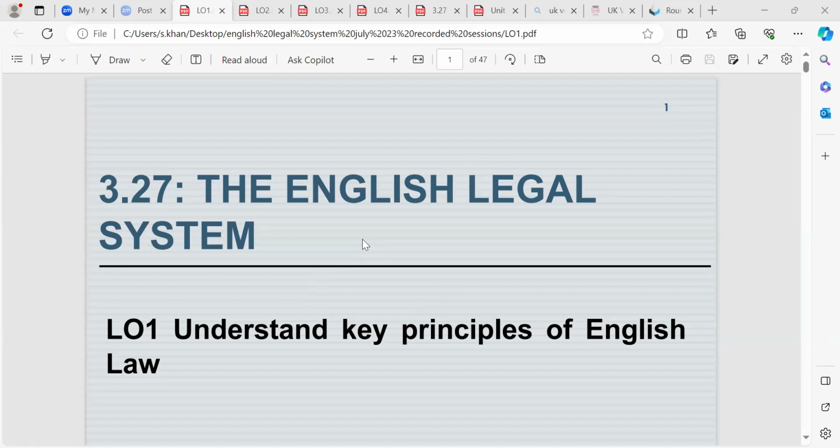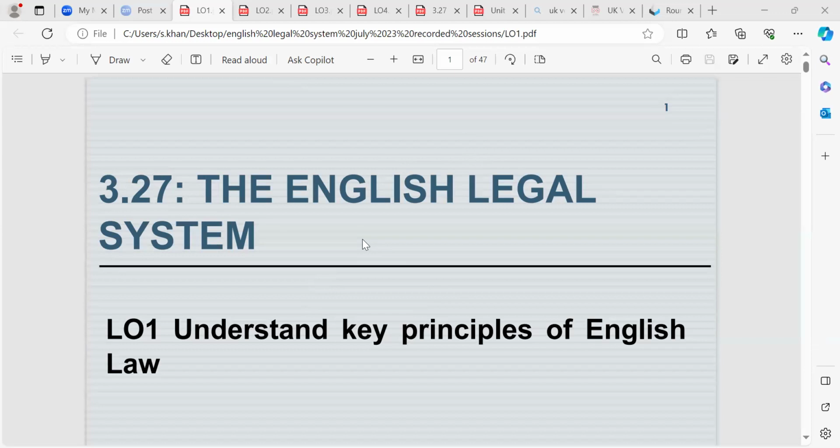Hi everyone. So today's module is 3.27, the English legal system, and we're going to be looking at the assignment discussion today. So we've done learning outcomes 1, 2, 3 and 4, and we'll be looking at the assignment discussion.